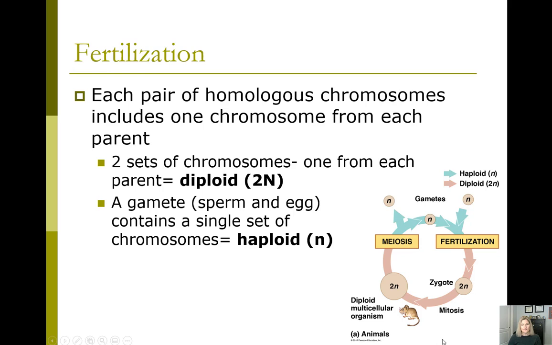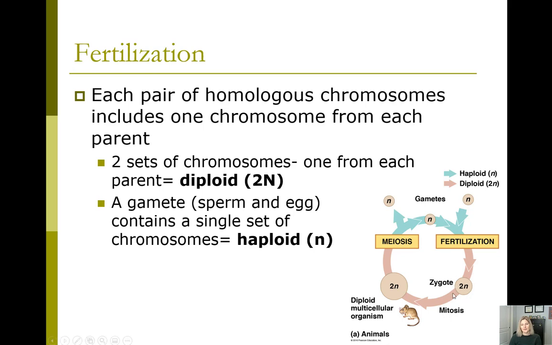So getting back to the diploid versus haploid, there's your definitions for you. Each pair of chromosomes, homologous chromosomes, includes a chromosome from each parent. So if you're diploid, you have 2 sets of chromosomes. One set you inherited from your mom's egg, one you inherited from your dad's sperm. So 1 + 1 = 2, you got 2 sets, when you are a zygote, a fertilized egg.